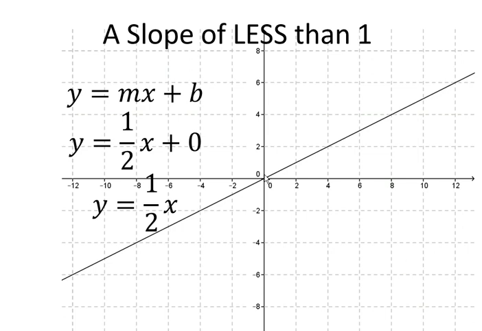And you can also do rise over run with this slope. Here I'm going up 2 units, over 4 units. That means that my slope is 2 over 4, or 1/2.